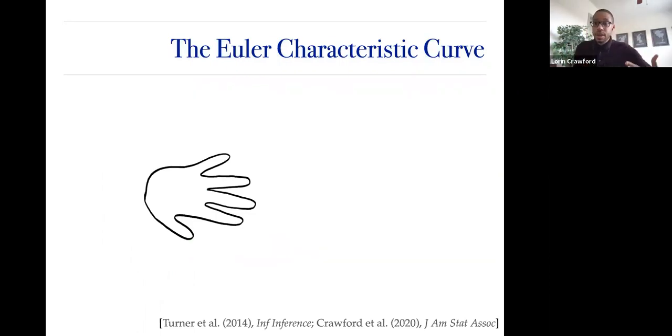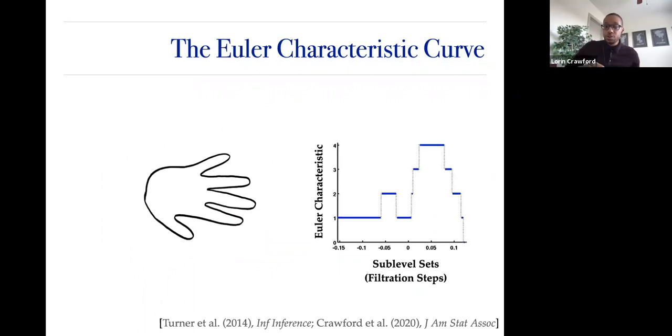I have a two-dimensional hand here. I'm going to create what we're going to call an Euler characteristic curve. How it's going to work is I'm going to have a filtration. Going back to the same idea, what I would do in practice is take this hand and represent it as a mesh, like a triangulation over this object. I would do these filtration steps over that.